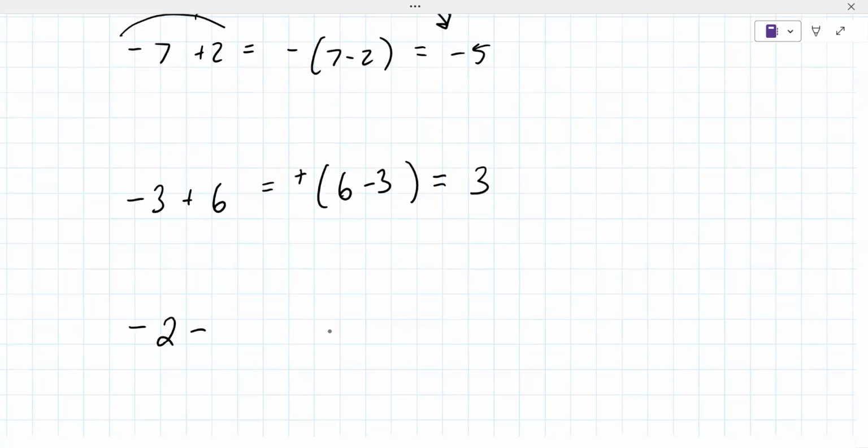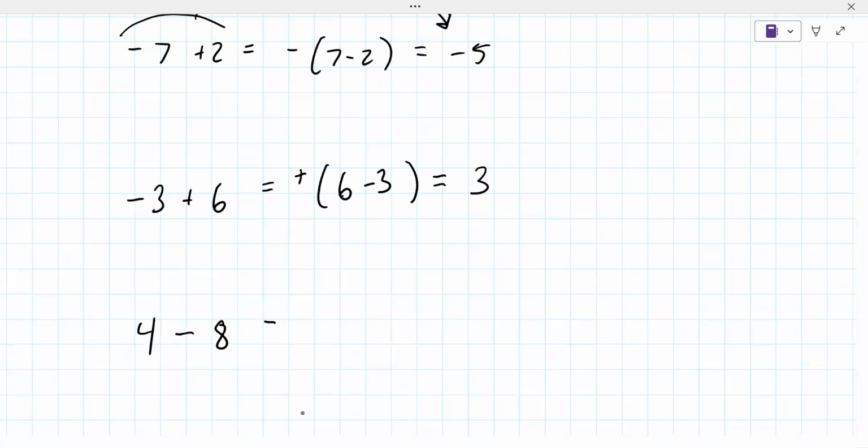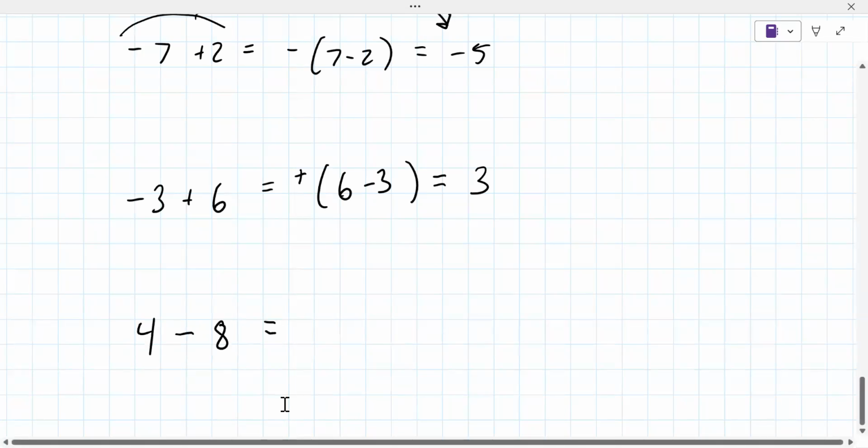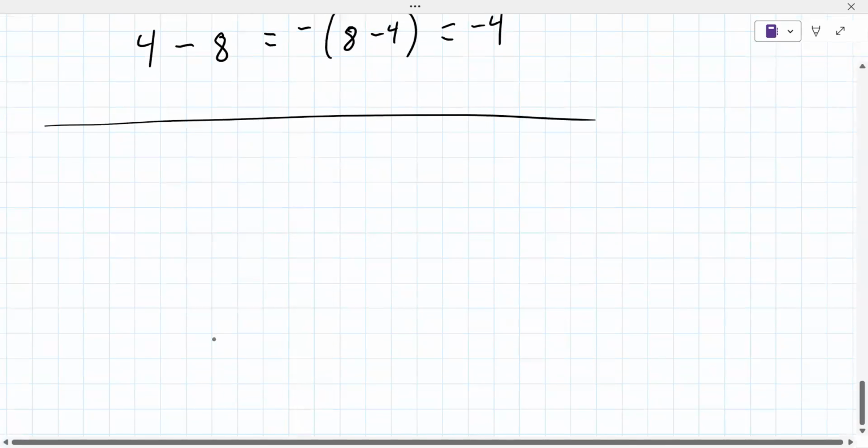Let's take a look at another one. Let's do 4 minus 8. Are these the same sign or opposite in sign? Opposite. This one's positive, this one's negative. What is the result? Is it positive or negative? Negative. Then you take the larger and subtract the smaller. What does this become? -4. Good.